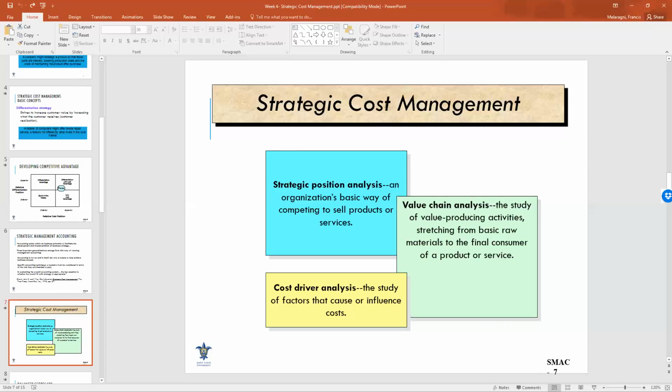The next idea is cost driver analysis, and that's really to understand what's driving my costs and how do I influence those costs? It's not enough just to understand costs after we've already committed to them, but we really have to start to think about cost before we commit to them. So we make major strategic decisions.